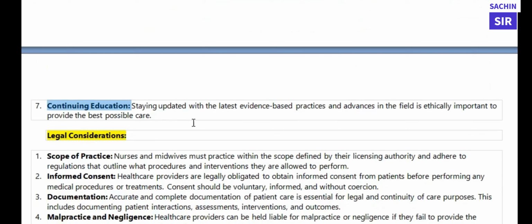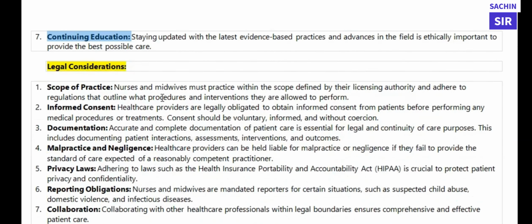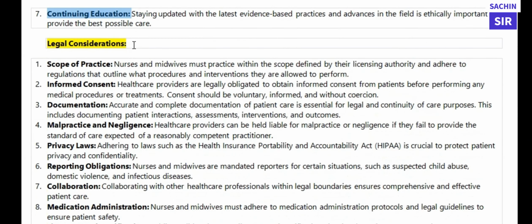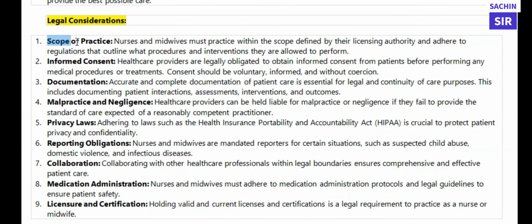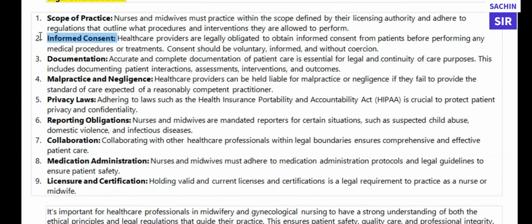Continuing education. Staying updated with the latest evidence-based practices and advances in the field is ethically important to provide the best possible care. Legal considerations. Scope of practice. Nurses and midwives must practice within the scope defined by their licensing authority and adhere to regulations that outline what procedures and interventions they are allowed to perform.